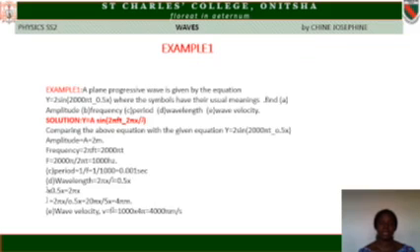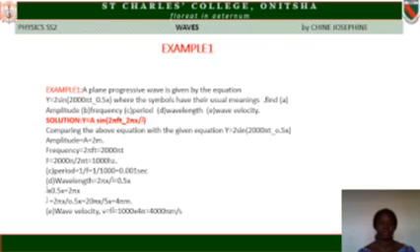Then let's take exercise. Exercise 1, example 1. A plane progressive wave is given by the equation y equals 2 sine bracket 2000 pi t minus 0.5x, where the symbols have their usual meanings. Find A, amplitude, B, frequency, C, period, D, wavelength, E, wave velocity.